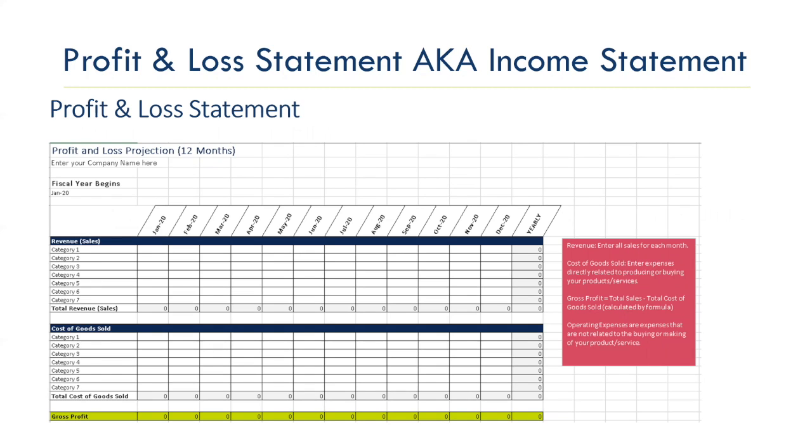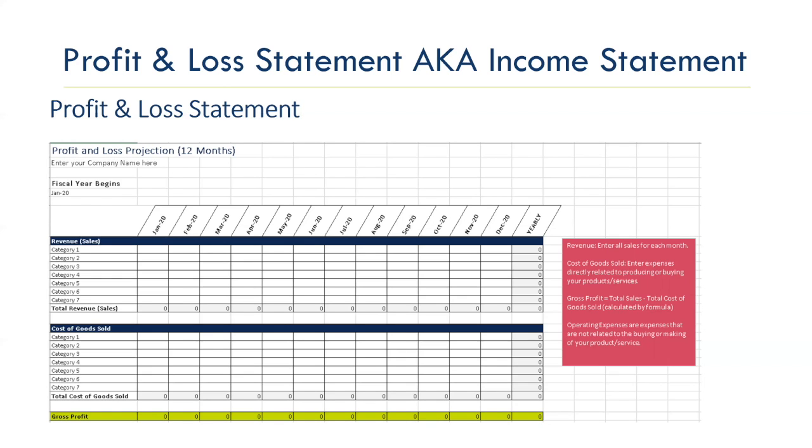So here's an example of what a 12-month profit and loss statement would be. You would just divide it into months, revenue for sales. Depending on how complex your business is, you might have multiple categories. For some businesses, you might just have one category. You might just call it sales if you want to keep it simple.